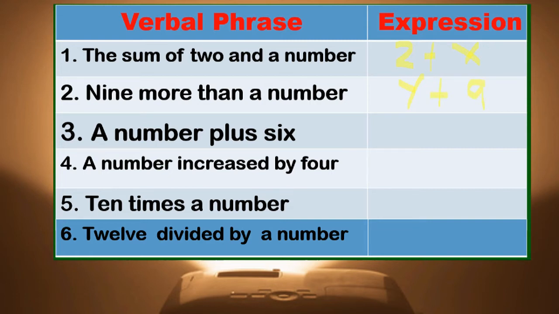And then the next one, a number plus 6. You can also write n plus 6. Then the next one, a number that is increased by 4. When we say increase, that is addition. So you may write x plus 4. Then number 5, 10 times a number. The answer is 10n. That is 10 times n.